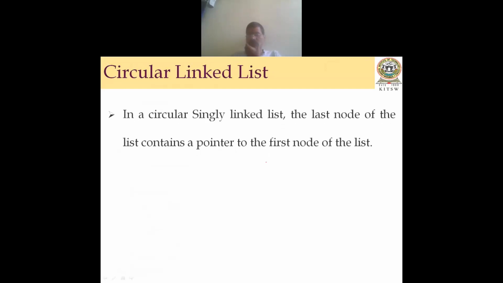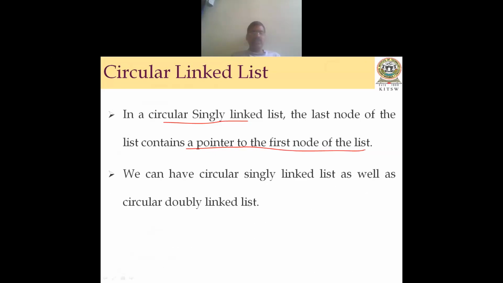The one difference between single linked list and circular linked list is that the last node of the single linked list contains a null in the link field. It is replaced with a pointer which points to the first node of the list. That is the only difference. We can have circular single linked list as well as circular double linked list.